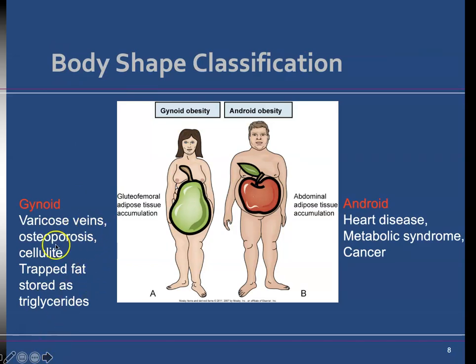There are two types of obesity, so to speak, by body shape classification. There is the gynoid, with gluteal adipose tissue accumulation, which leads to varicose veins, osteoporosis, cellulite, and trapped fat stored as triglycerides. And then we have the android obesity, which is abdominal adipose tissue accumulation and puts you at risk for heart disease, metabolic syndrome, and cancer.